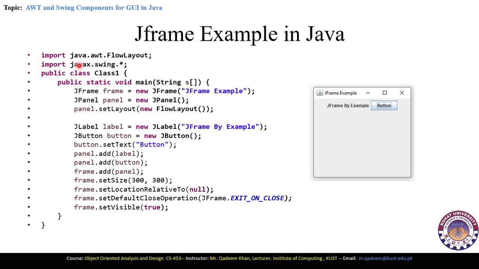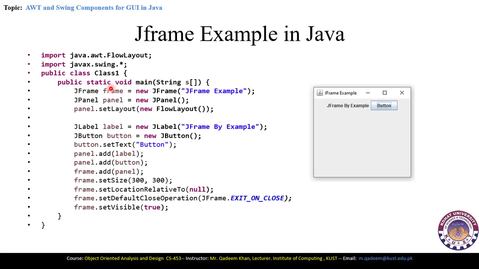Next is the important package javax.swing. It contains all the inside controls of the container, that is labels and buttons. Then we have declared a public class, Class1. Class1 is our own class which is declared with the class keyword and it is public. Public means it can be accessed outside of this class, anywhere in the project.